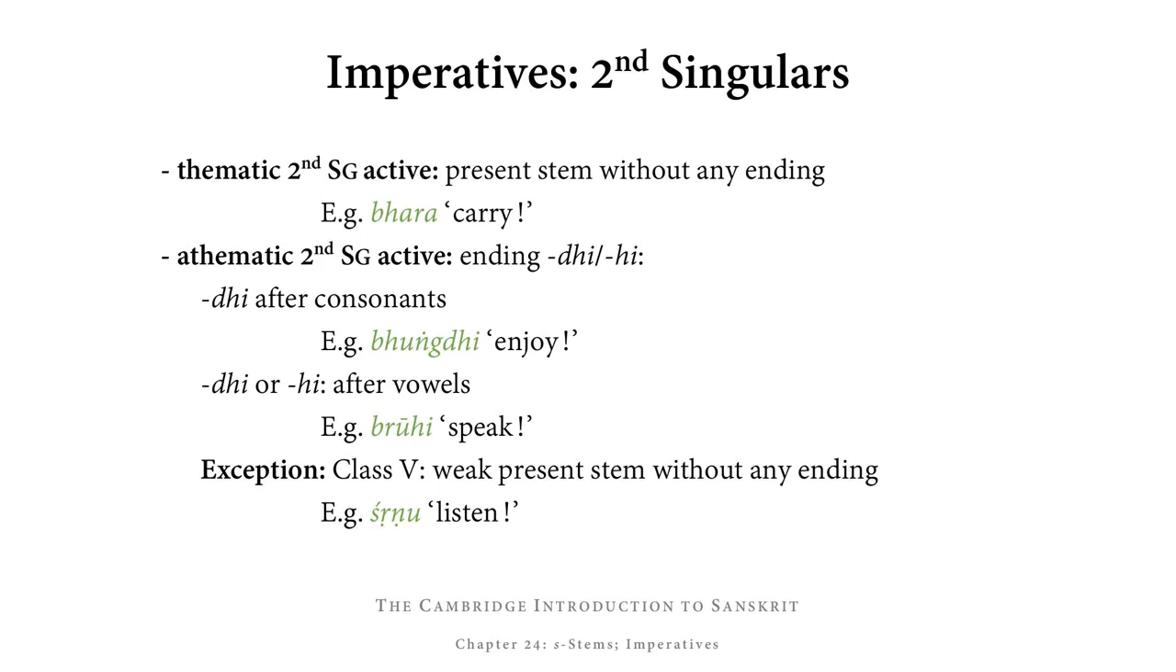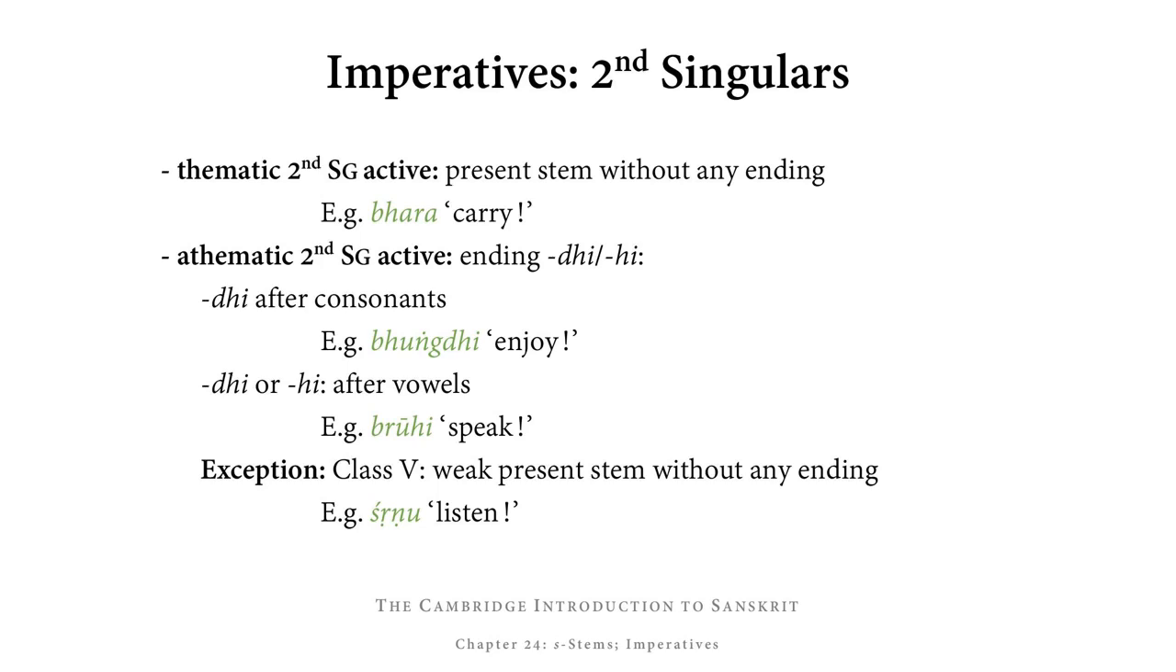In athematic verbs, on the other hand, the second singular active imperative employs the ending dhi, or alternatively hi. Dhi is what we find after consonants. For example, bhungdhi means enjoy. So we find the weak stem, and to that we add dhi. If we have a weak stem that ends in a vowel, then we find either this dhi or more frequently hi.